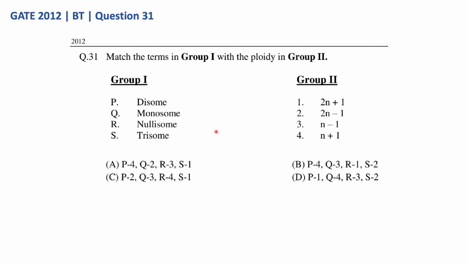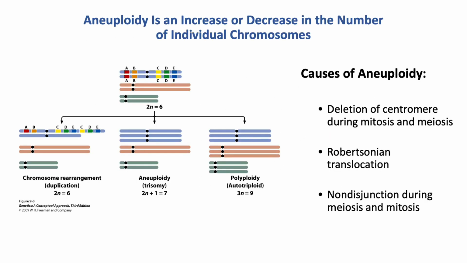We are now looking at question number 31 from the GATE Biotechnology 2012 paper. The question is: match the terms in group 1 with a ploidy in group 2. P disome, Q monosome, R nullisome, and S trisome. We have to match these with the correct answer, which are 2n plus 1, 2n minus 1, n minus 1, and n plus 1.